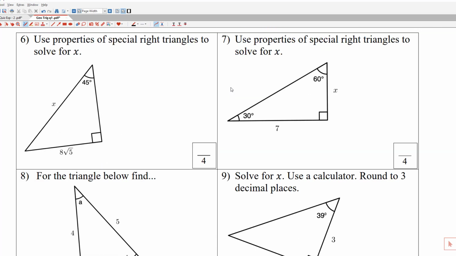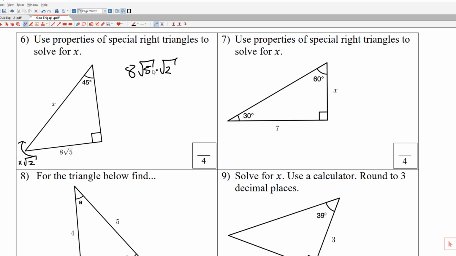Moving on to number 6. So solve for x again. And again, I have a 45, 45, 90, so the same trick applies. I'm going to go from here to here. Oh no, I want to go the other way. So if I go this way, instead of dividing by square root of 2 like in number 5, now I'm going to multiply by the square root of 2. So what is 8 square root of 5 times the square root of 2?